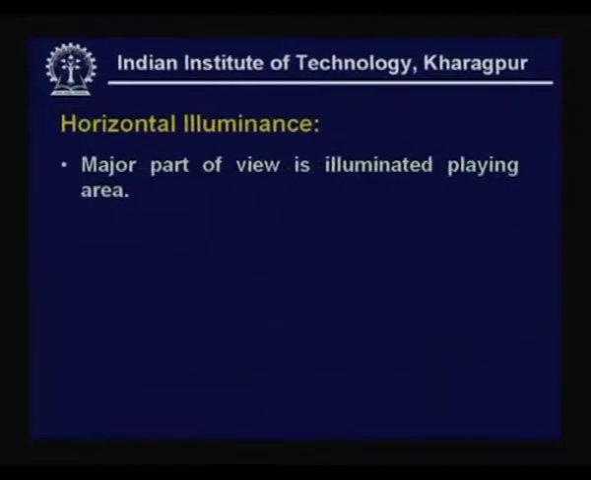The horizontal illuminance is important because it enables the illumination of the major portion of the play area. That is, if you are talking of a football game, it is the football field.